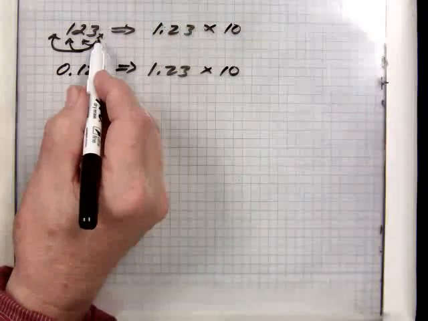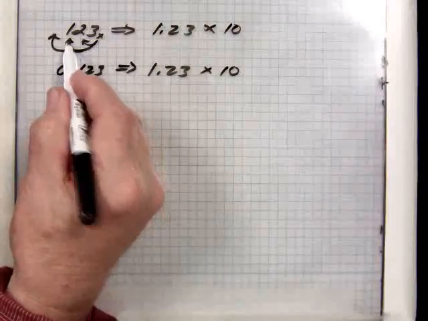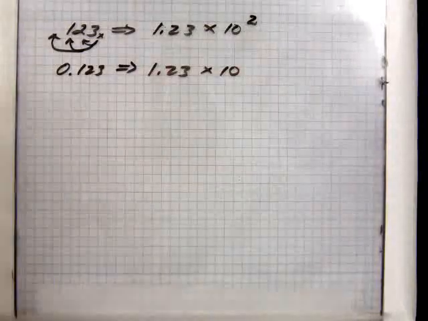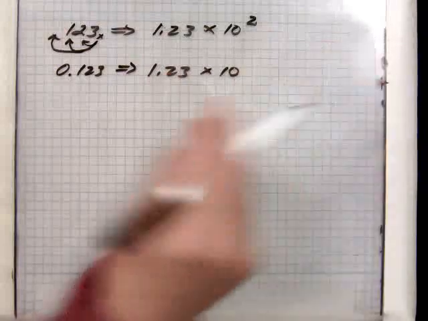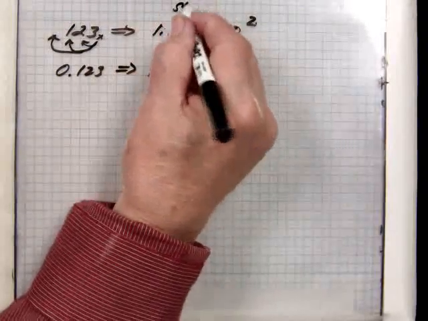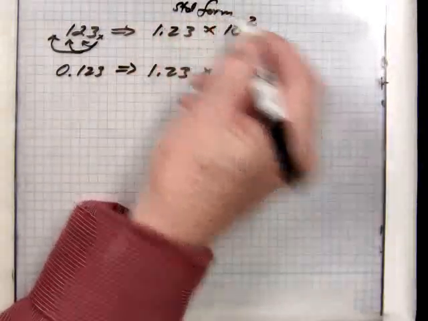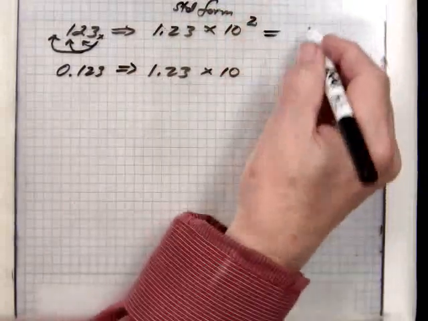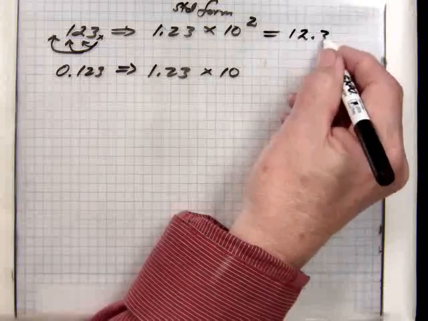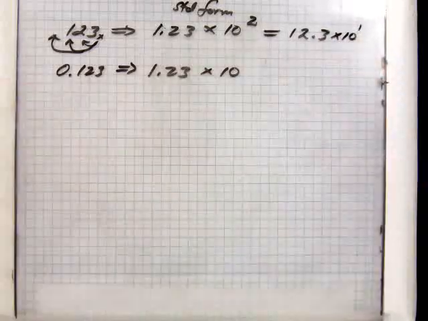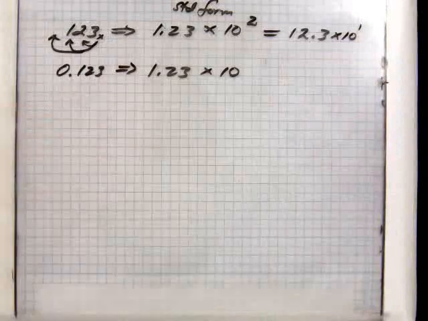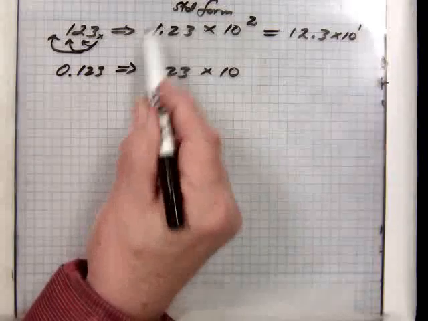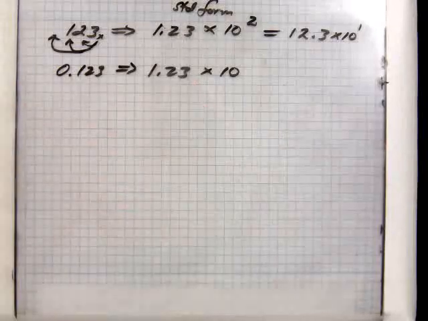Then you have times however many places you move. So in this case, we would move 2 places from right to left. So this number is 1.23 times 10 squared. Now that's standard form. However, I'm not going to do it that way. This is equal to 12.3 times 10 to the first power. See where we just moved 1 position like that. They're identical numbers, but the one here, which is 1.23, is the standard form.